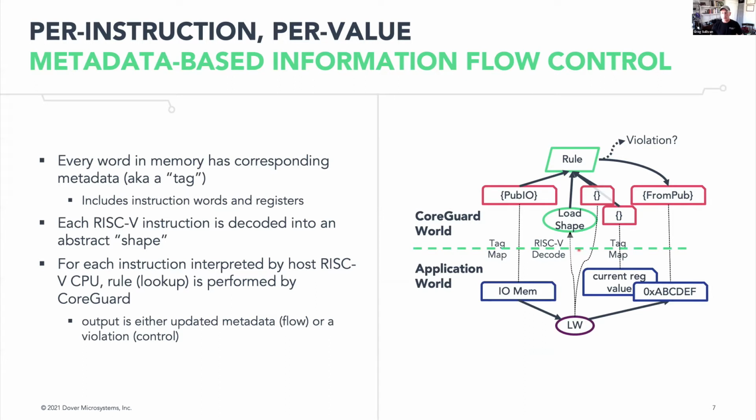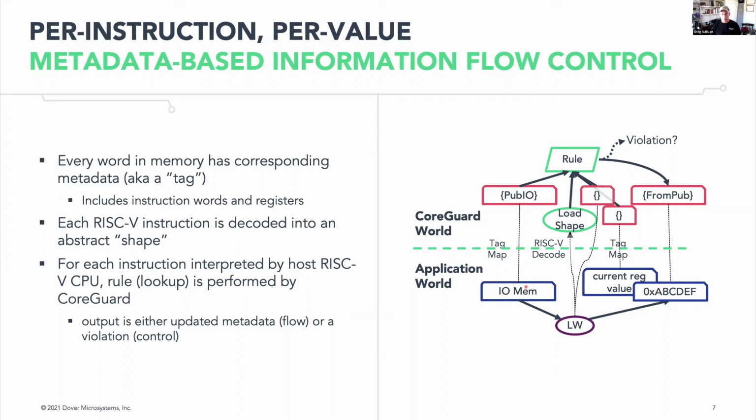As I mentioned, each instruction is mapped to what we call a shape. It's sort of an abstract instruction, and there are many fewer of those even than there are in the RISC-V reduced instruction set. And furthermore, every word in memory, in our case on a 64-bit RISC-V system, every 64-bit native word in memory has a corresponding set of metadata values, which we represent really as a pointer to those values.